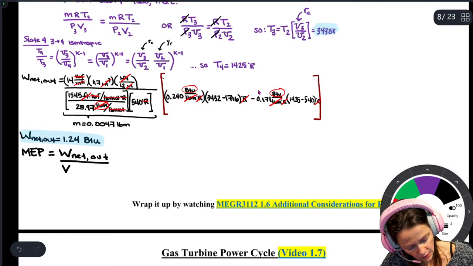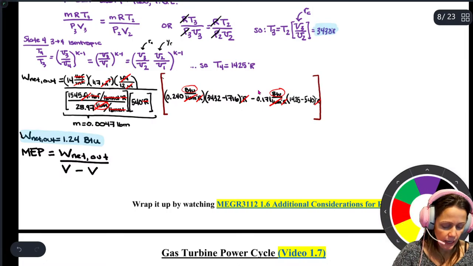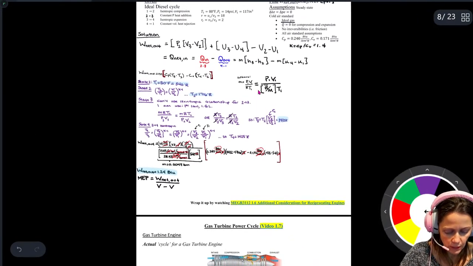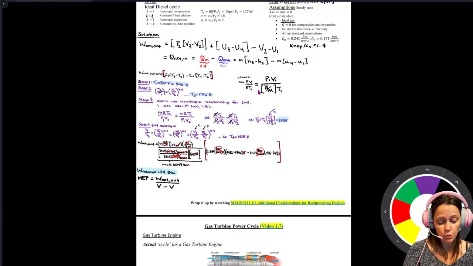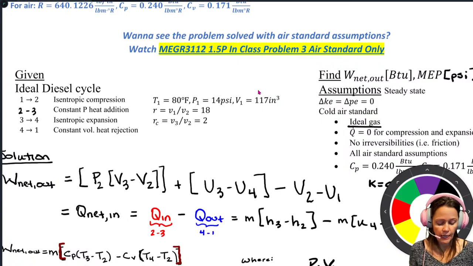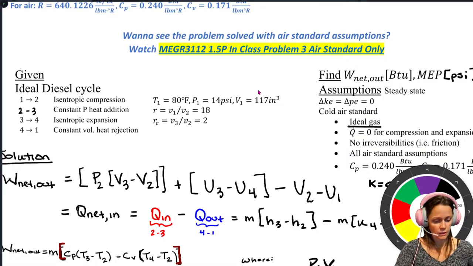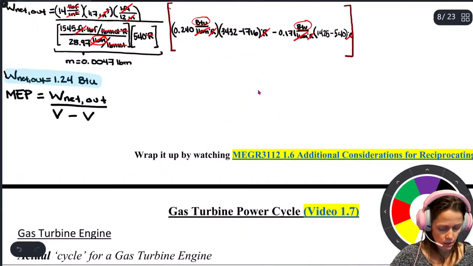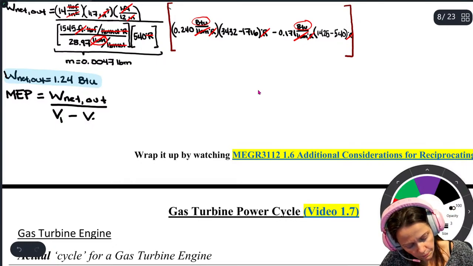divided by the maximum volume minus the minimum volume. And the maximum volume is going to be before the compression. The maximum volume is going to be before compression, and then the minimum volume is going to be right after compression. So it's still going to be between V1 and V2. So this will be V1 minus V2.